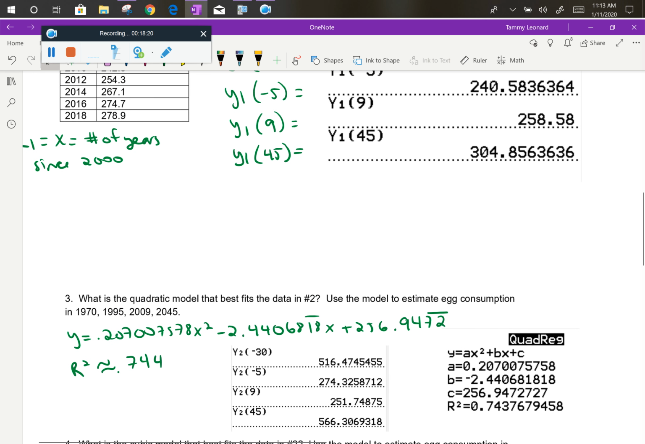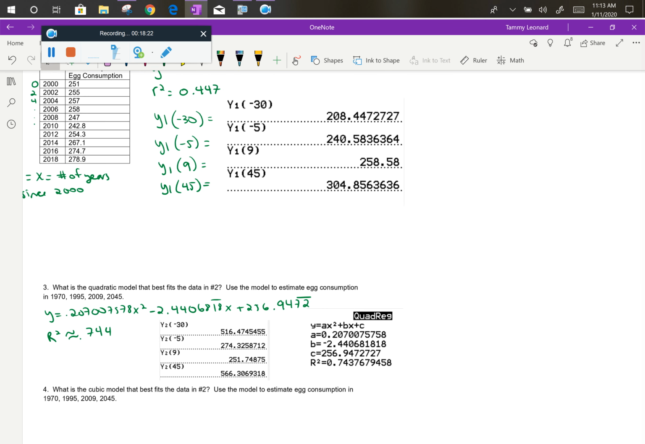So let's take a quick moment to compare some of these things. According to the linear model, in the year 2045, people would expect to be consuming about 305 eggs annually, whether that's eating egg by itself or eating bits of egg in the other foods that you eat. Whereas according to the quadratic model, in the year 2045, we would be expecting people to consume like 566 eggs. That's a really dramatic increase compared to what we've seen so far.